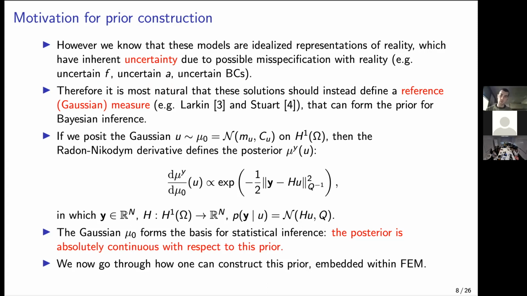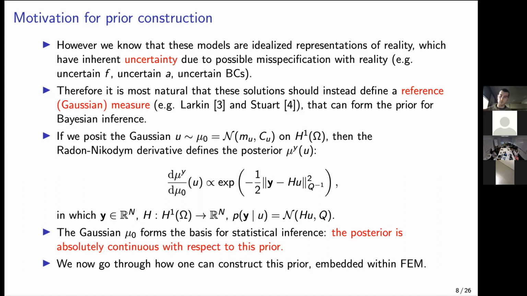And therefore, you could argue that it's more natural that these solutions should instead define a reference measure over the function space in which you're looking. So if you're thinking that, like we did when we solved the Poisson equation, your FEM solution should lie in the function space H1, then it seems natural to define a measure over that space that characterizes how certain we are and what properties this function should have, such that upon receipt of data, it inherits these properties of the function, but is also able to be updated according to what the data is telling us.